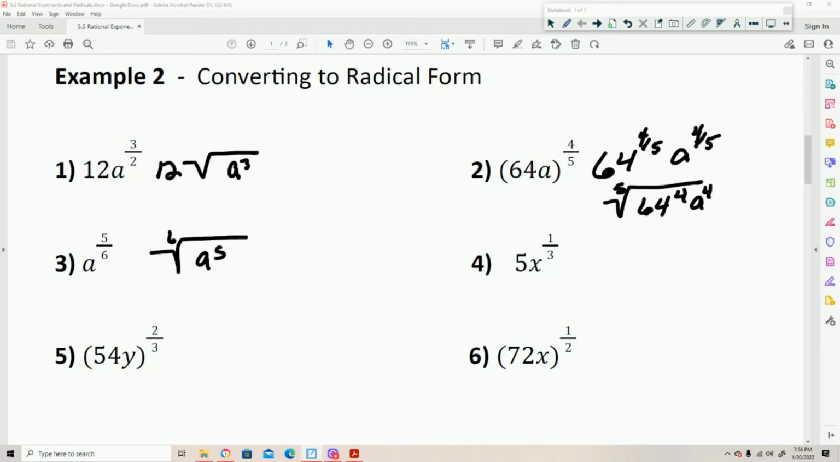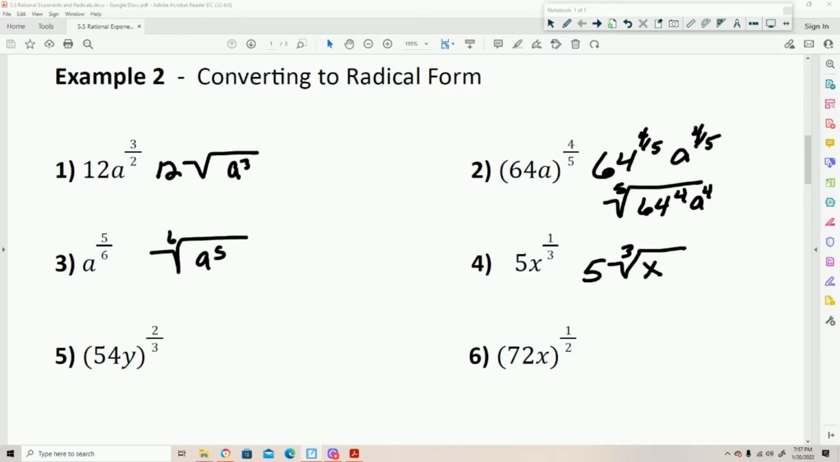Moving on here, only the x is affected by this 1/3 exponent. The 5 is not. Okay, so we're going to put a 5 here, radical sign here, x there. Now the index is 3, which goes here. The exponent is 1. It's not needed. It's assumed it's a 1 anyway. So there's our final answer, 5 times the cubed root of x.